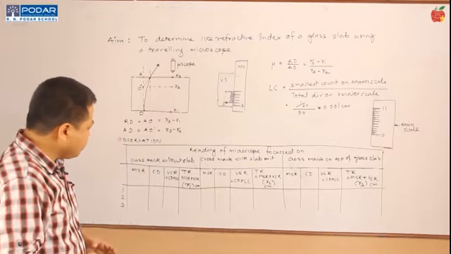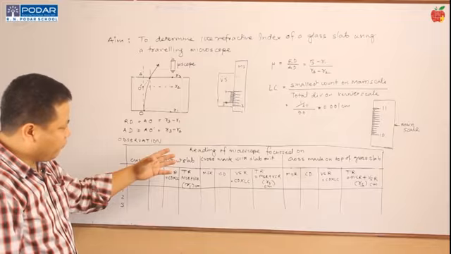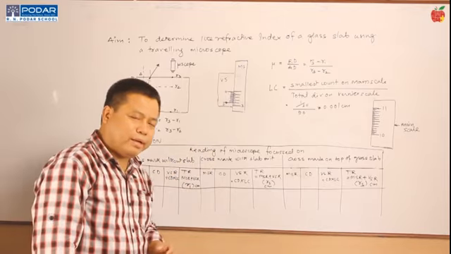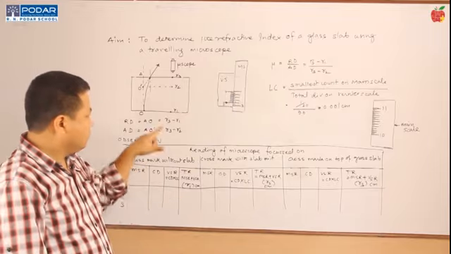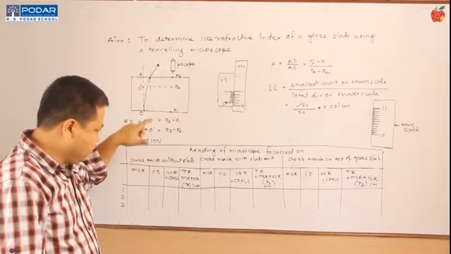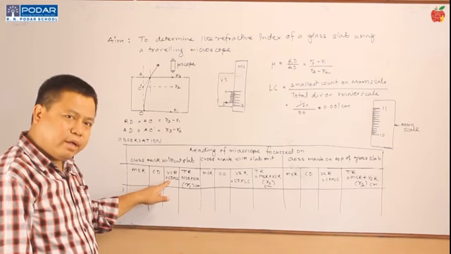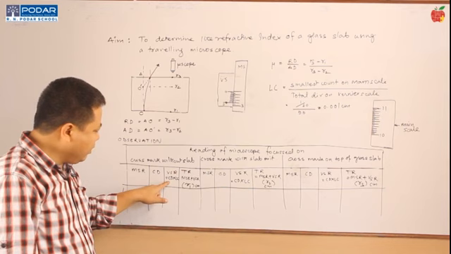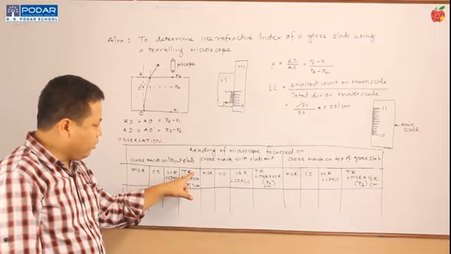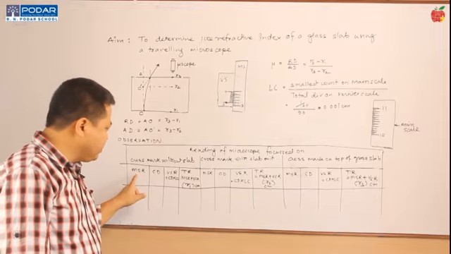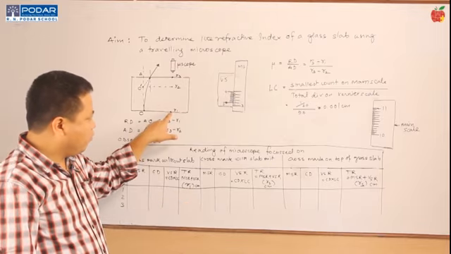Okay. So, let us have the observation table. First, we will take the reading of the microscope when it is focused on the cross mark without the glass slab, that is this position. It will have main scale reading, coinciding division and vernier scale reading. How do we obtain the vernier scale reading? By multiplying the coinciding division and the least count. We obtain the total reading, which will be the main scale reading plus the vernier scale reading. That will be your R1 reading.